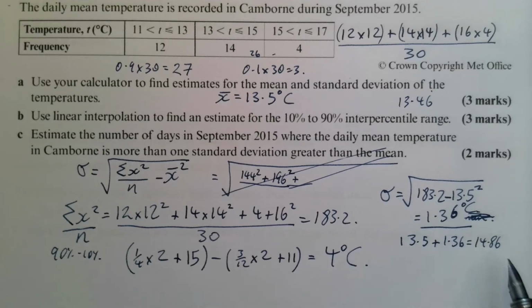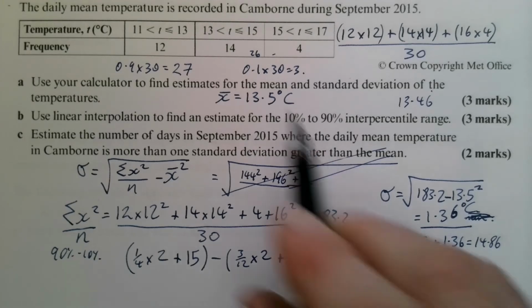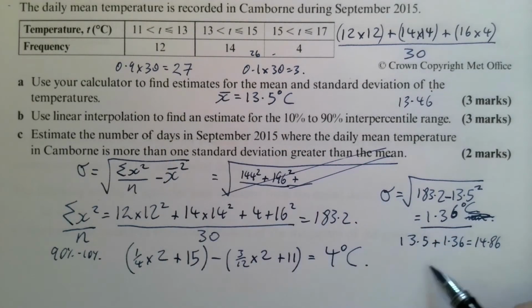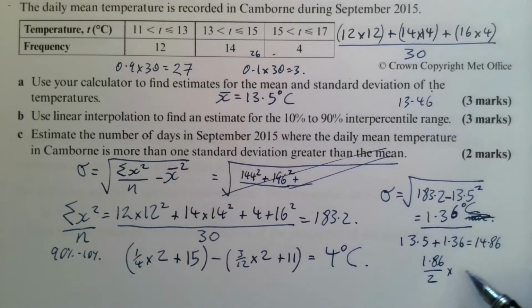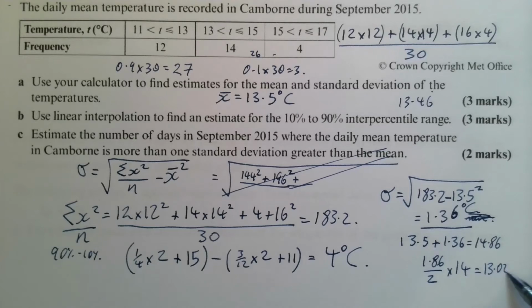Right, so slightly strange thing to think about here. So 13.8, so we're talking, the beginning of that group is at 13, so we're talking 1.86 out of 2. We've got 14 days within that. If we times that by that, you get 13.02. So you've got 0.98 of a day's worth of measurement in there on top of the 4 there.